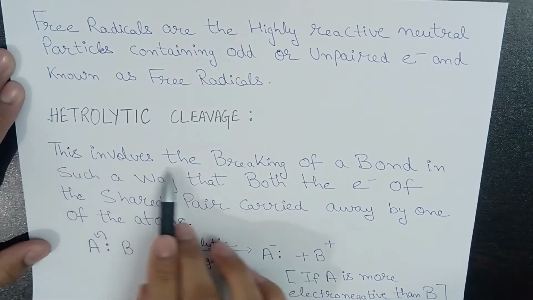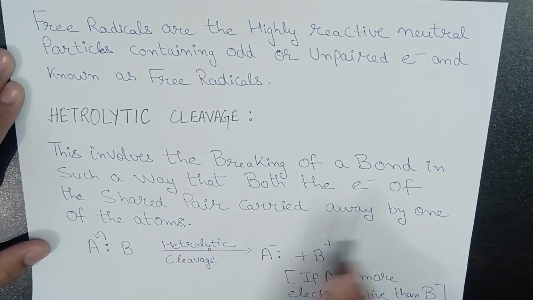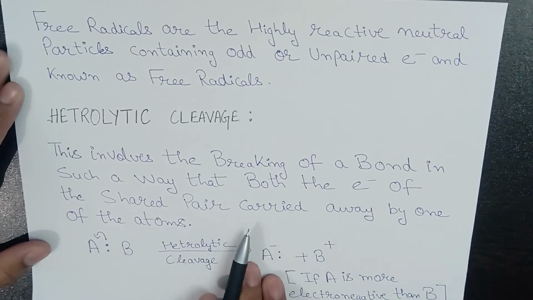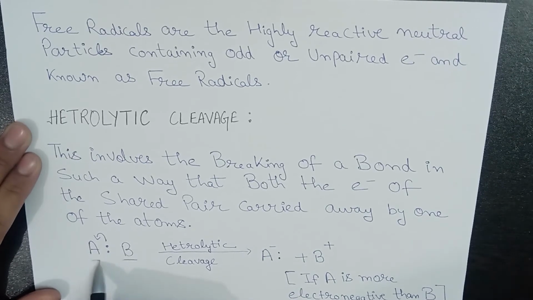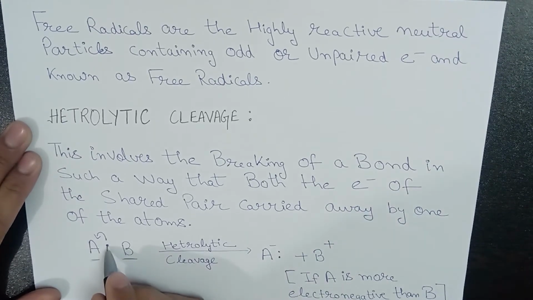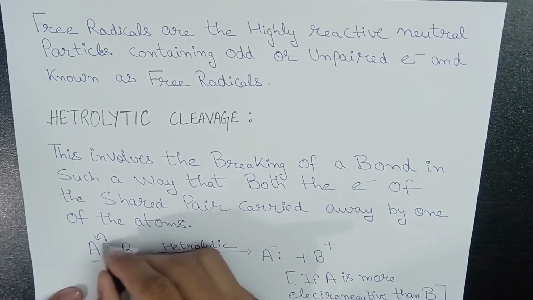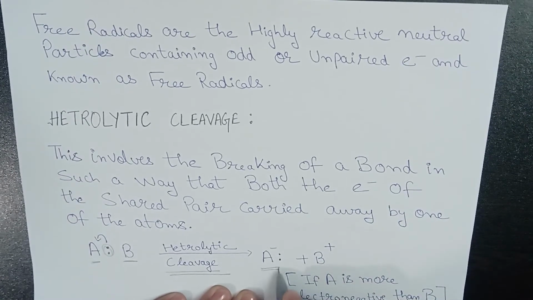This involves the breaking of a bond in such a way that both the electrons of the shared pair are carried away by one of the atoms. So here you can consider that same form in which the A and B atoms are connected with a shared pair of electrons, and in this case of heterolytic cleavage, both the shared electrons are taken away by the single atom, that is A.